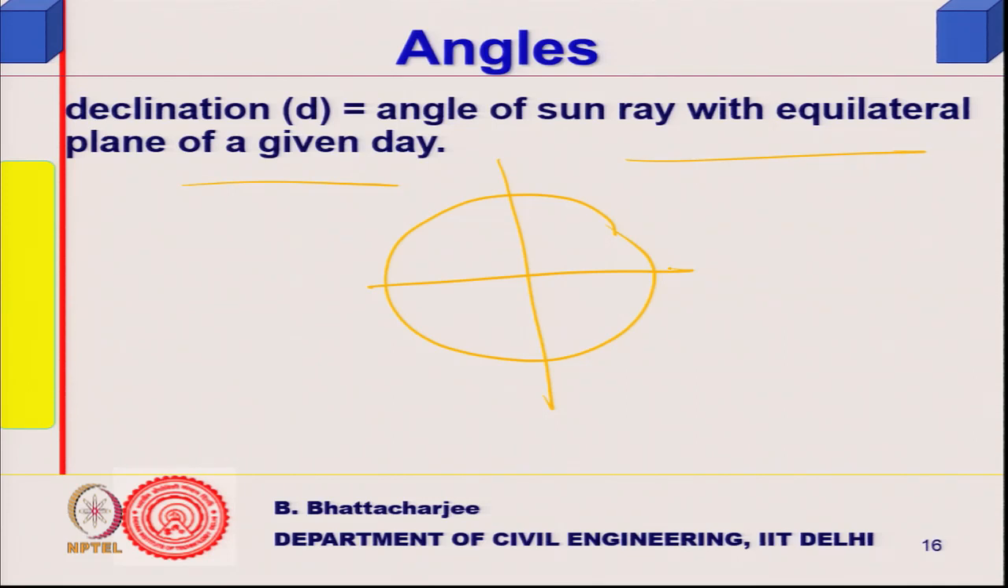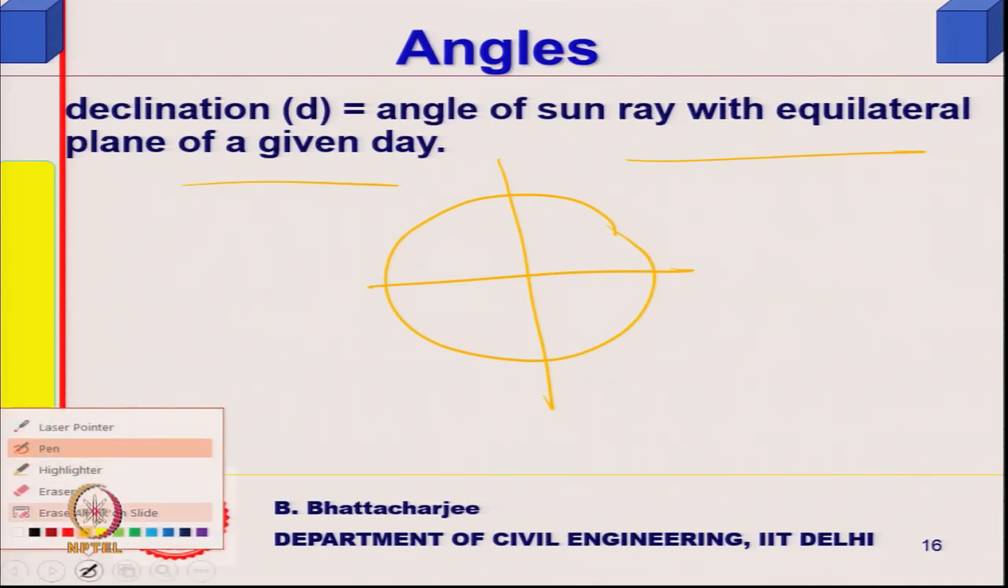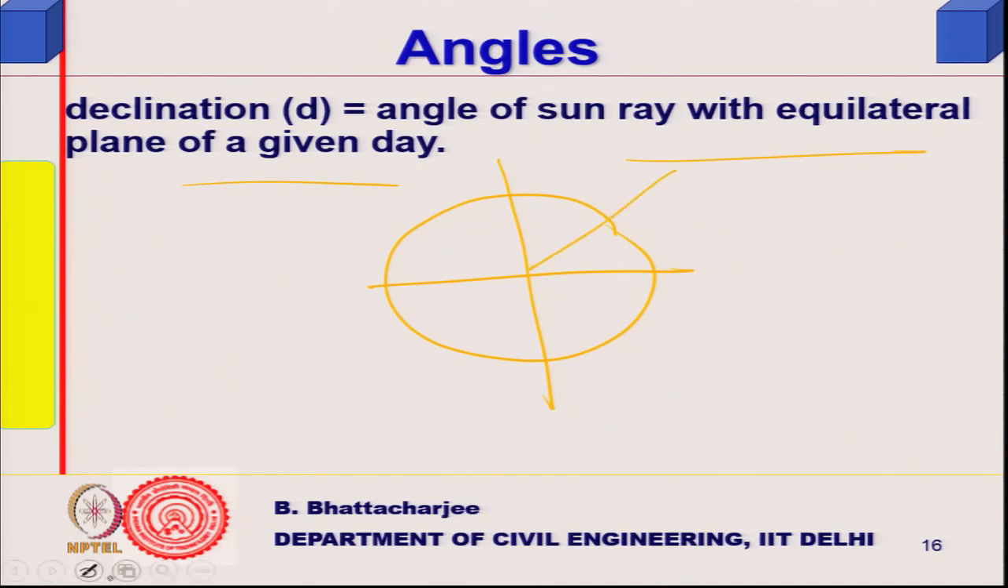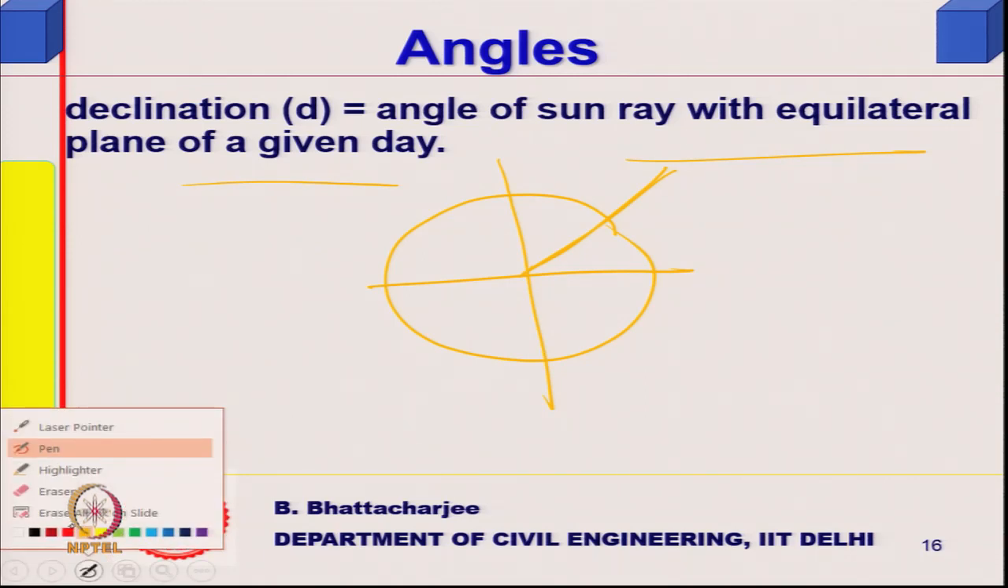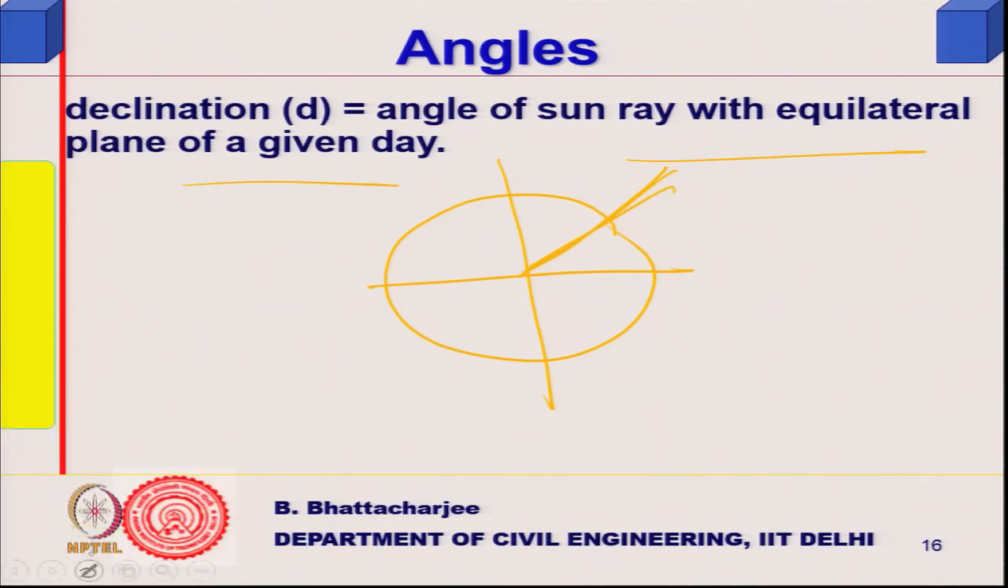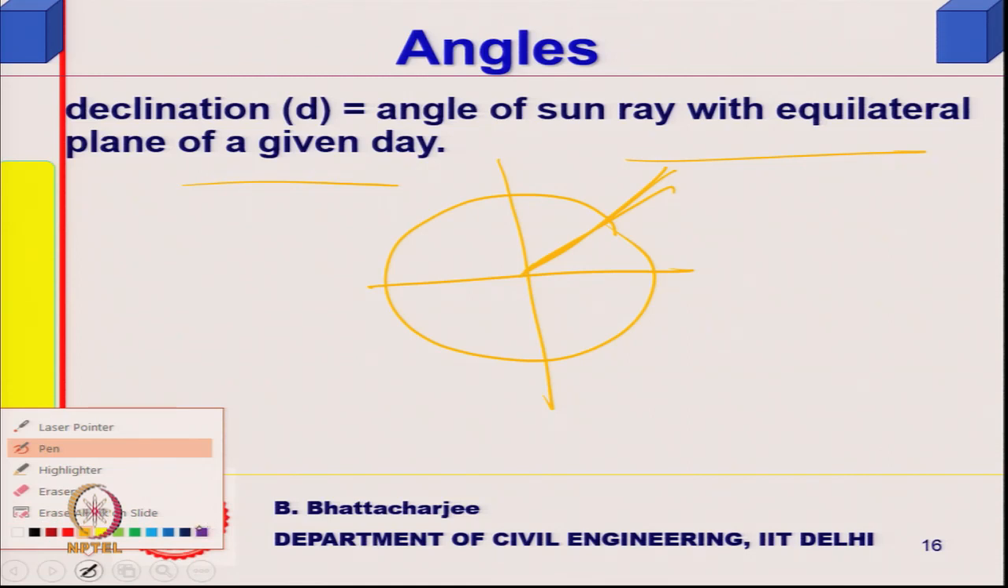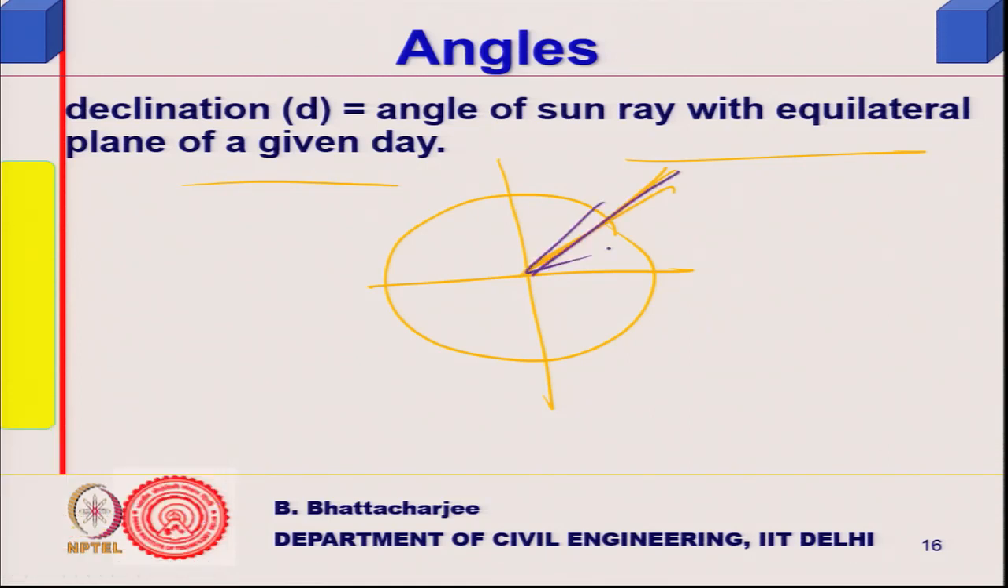So, this is your equatorial plane, let us say. Sun rays are falling like this. I want to change the color. Okay, yes, sun ray is falling like this, right. This angle we call the declination angle, right. So, what will be its value on 23rd June?